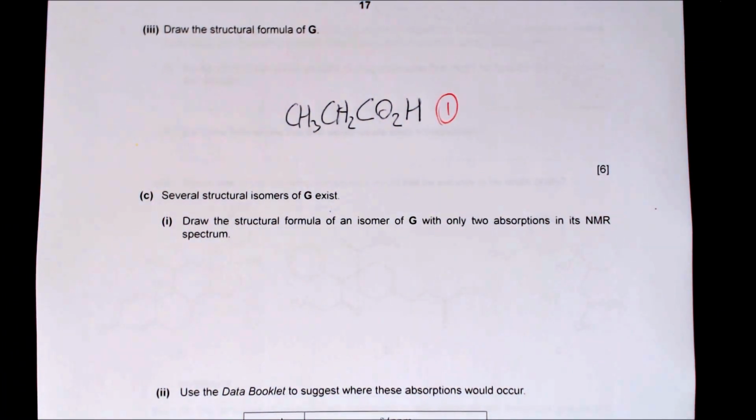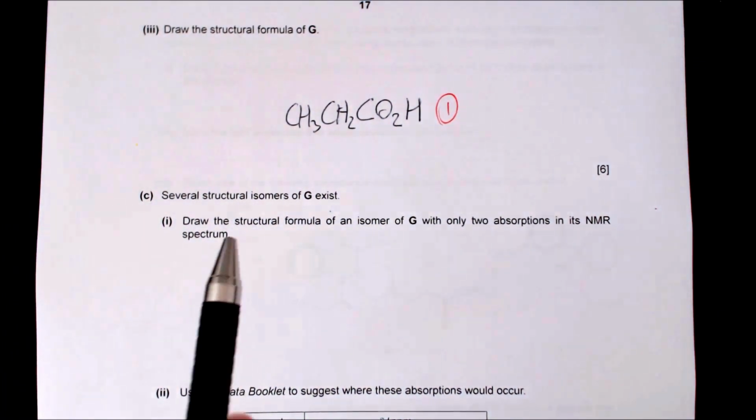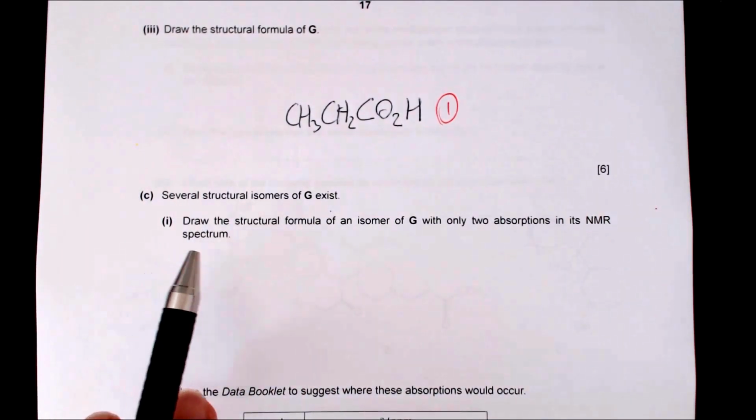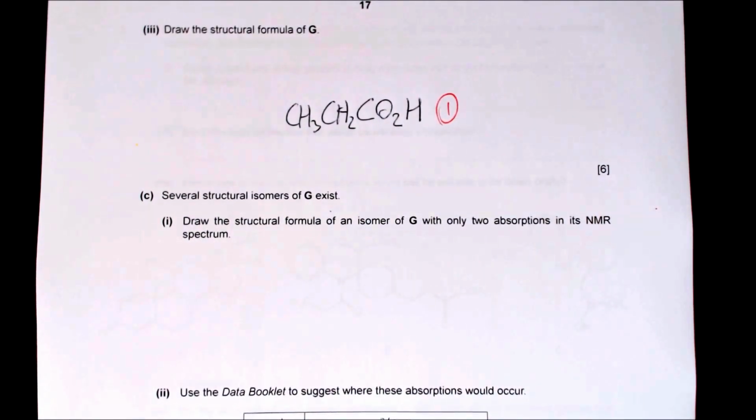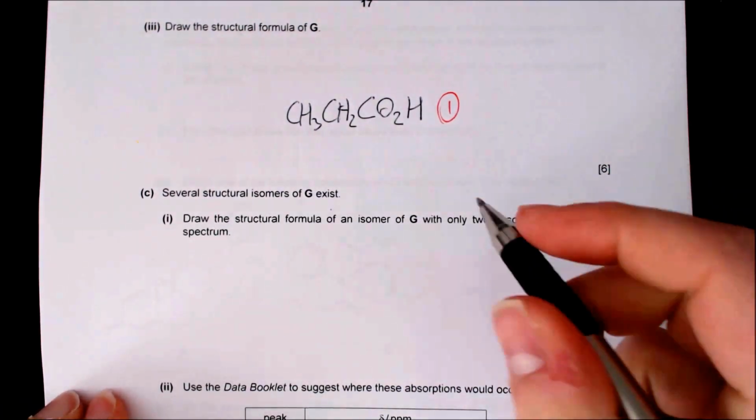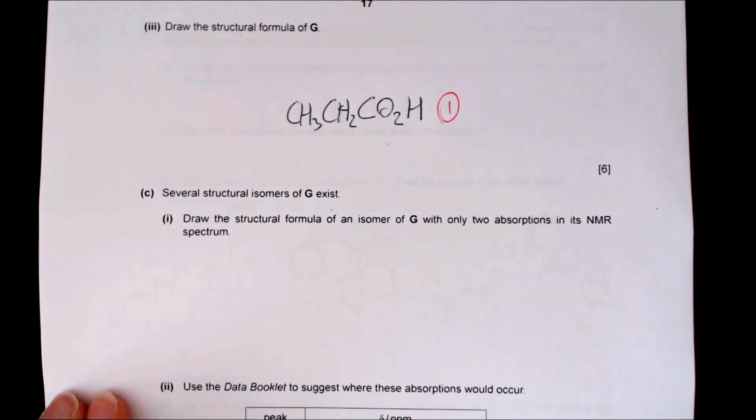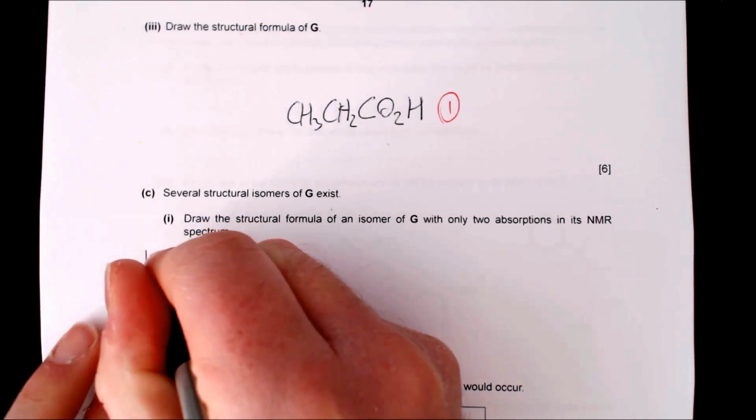Okay, right, and then part C. Say several structural isomers of G exist. Draw the structural formula of an isomer of G with only 2 absorptions in its NMR spectrum. Right, now there's quite a few of these, and we're looking for 2 absorptions only. So we're only looking for 2 proton environments. And it's got to be an isomer. So the first thing an isomer of a carboxylic acid would be is an ester.